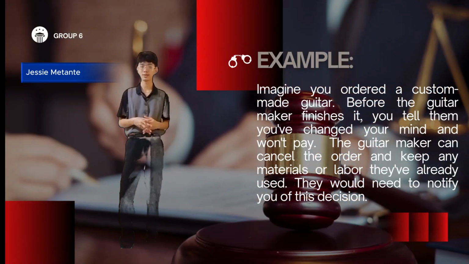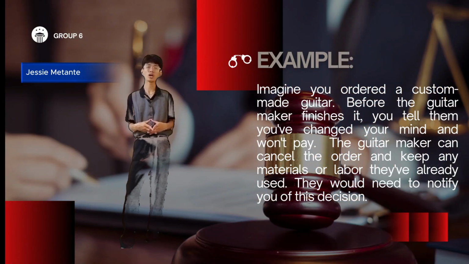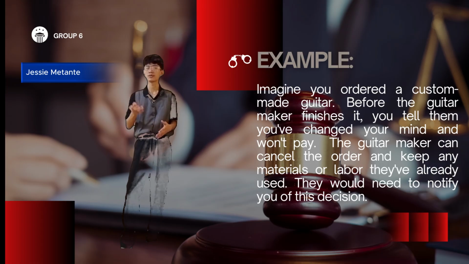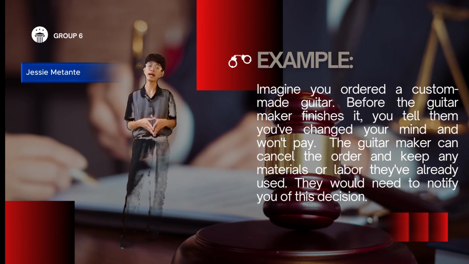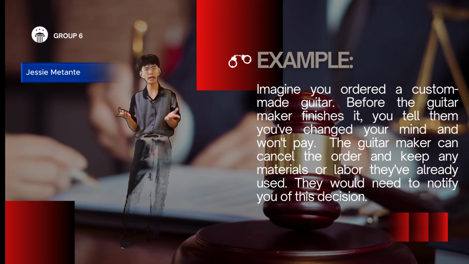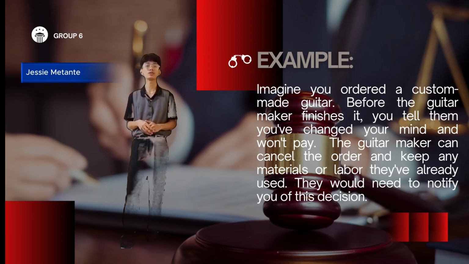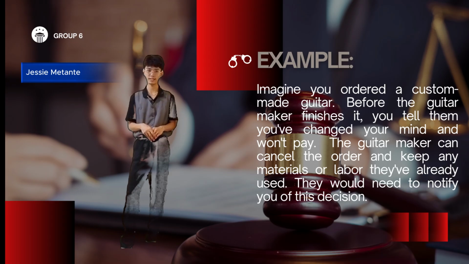For example, imagine you order a custom-made guitar. Before the guitar maker finishes it, you tell them you've changed your mind and won't pay. The guitar maker can cancel the order and keep any materials or labor they've already used. They would need to notify you of this decision.